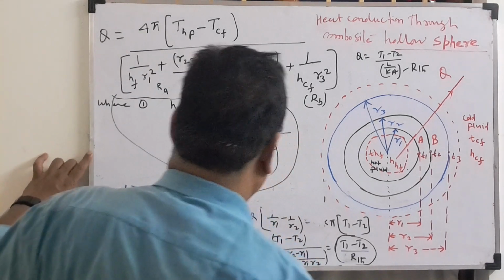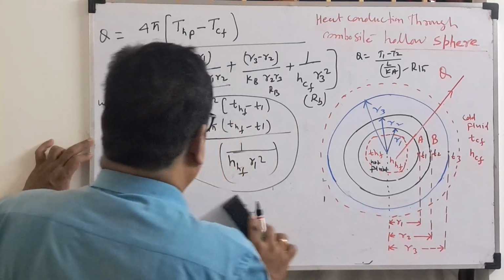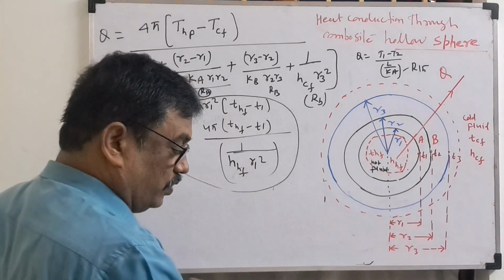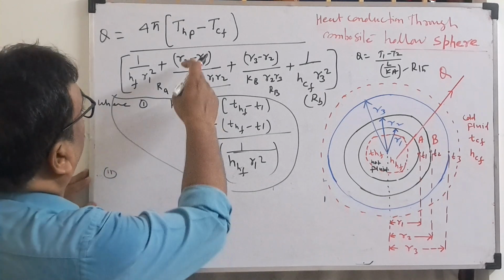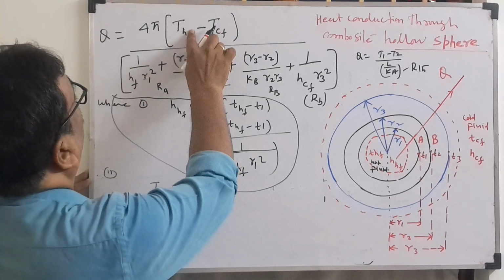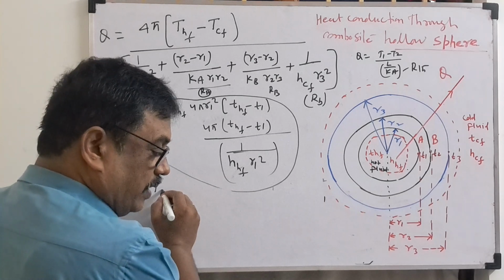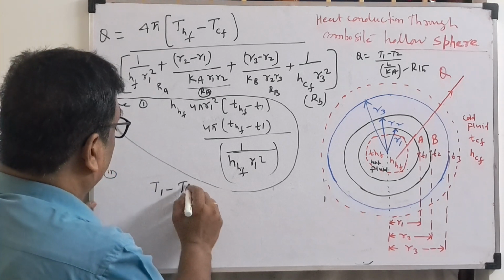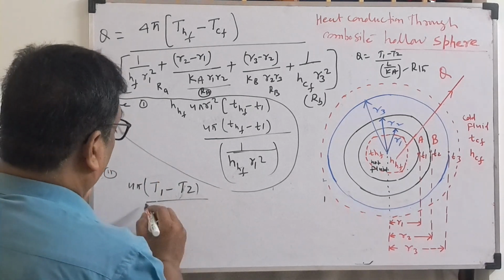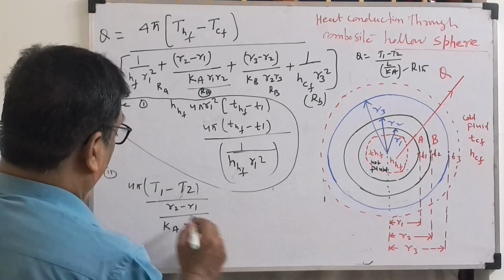So this I wrote for your understanding for one part. Suppose I will write at least for your understanding, so see how this comes. First one, then the second one will come: 4 pi, and the temperature will be T1 minus T2. Then what will come here? 4 pi you keep here. So it will come R2 minus R1 by Ka, thermal conductivity, R1 R2 for the second.